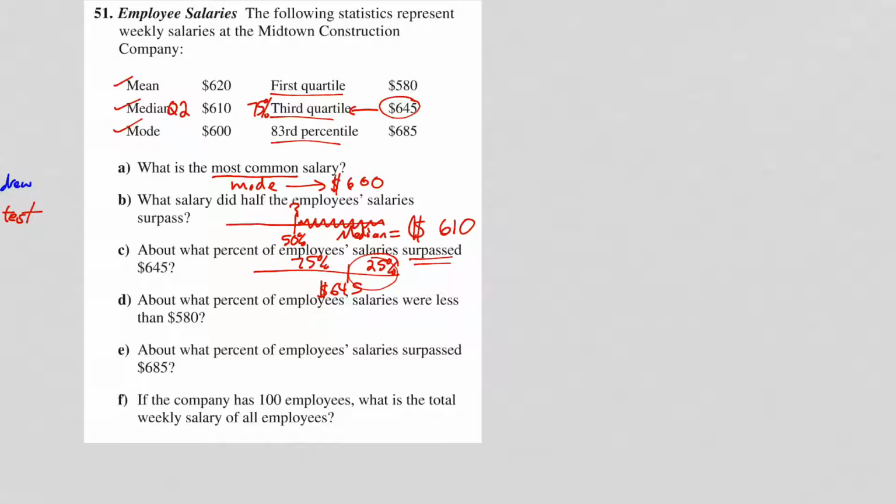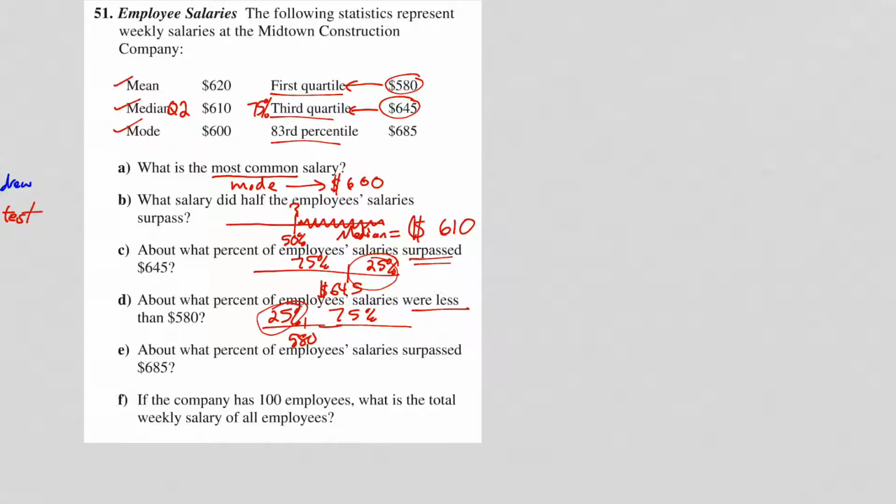Okay, about what percent of employees' salaries were less than 580? So if you go back, 580 is right here. That's the first quartile. That's basically the first 25%. Okay. Let's do 580. So 25% is here, 75% is here. So what percent of employees' salaries were less? That's, again, 25%. We're less than that 580 number.